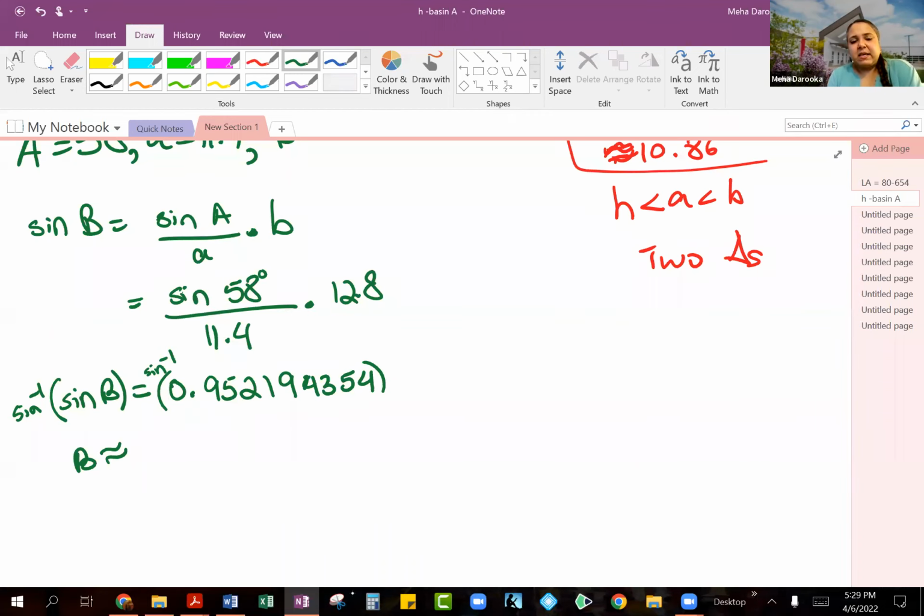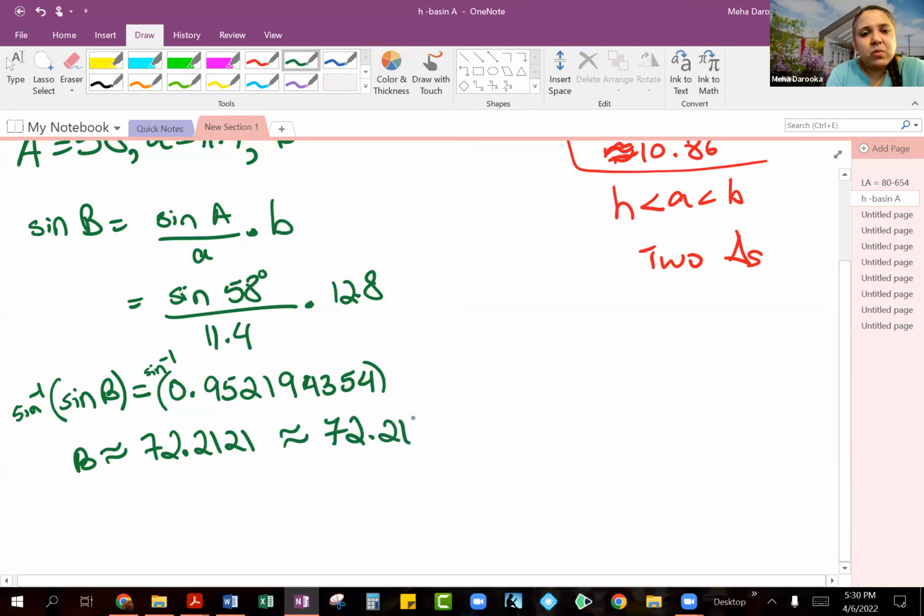So when you do sine inverse of 0.952194354, what angle measurement do you get? Yeah, Lucy, very good. Rounding it to 2 decimal places, Andrew, very nice, perfect. 72.2121, and it keeps going, but we'll round it to 2 decimal places, so 72.21.